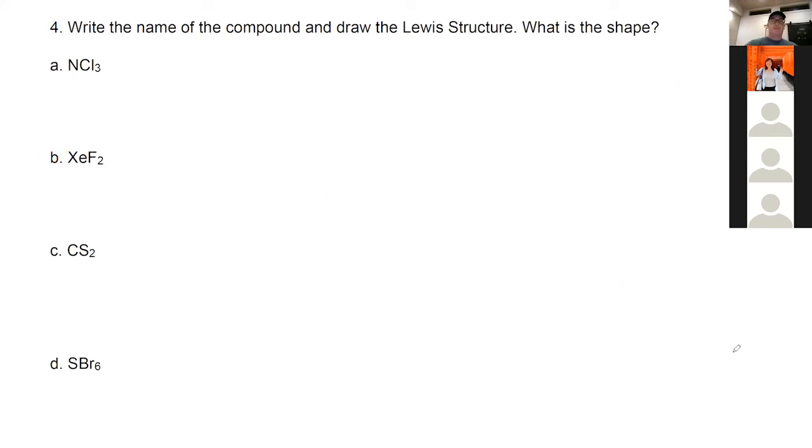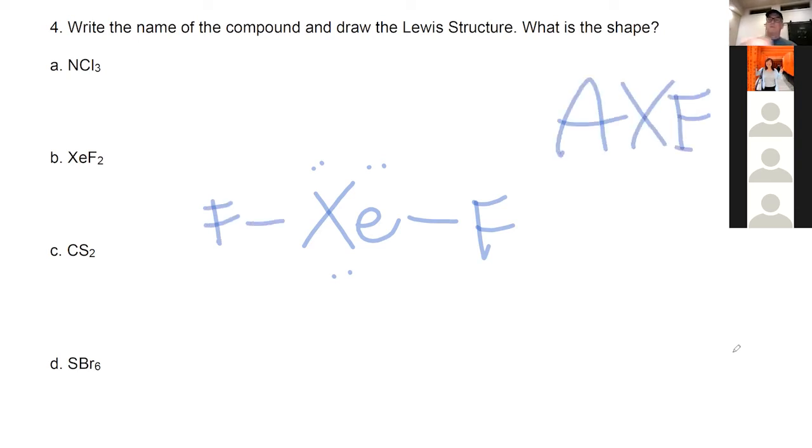So let's get down to the shape. 1, 2, 3, 4, 5, 6. So I go to my AXE table. My central atom is xenon. So X is what? X is 2, right? X stands for how many bonding areas, bonding groups, or really how many atoms are bonded to the central atom. And there's 2 fluorines, so that's 2.